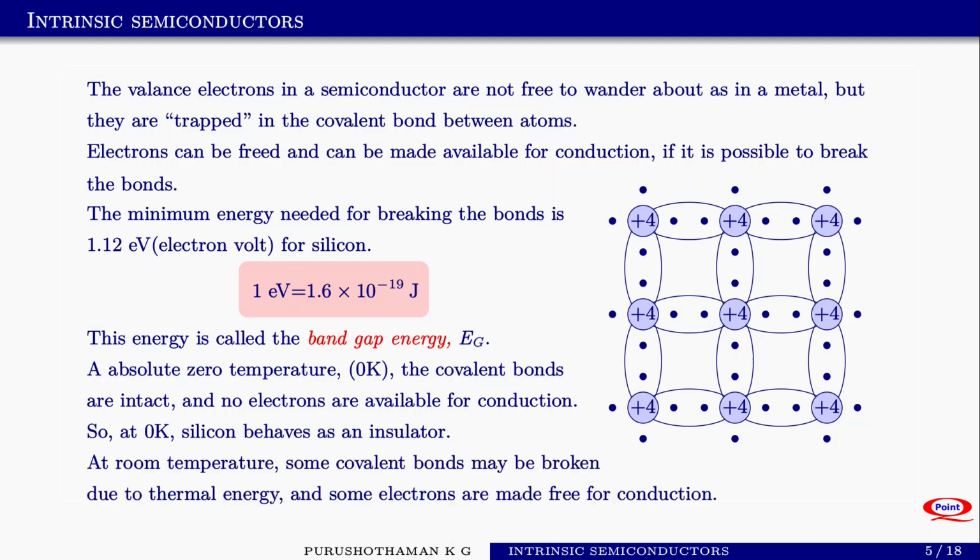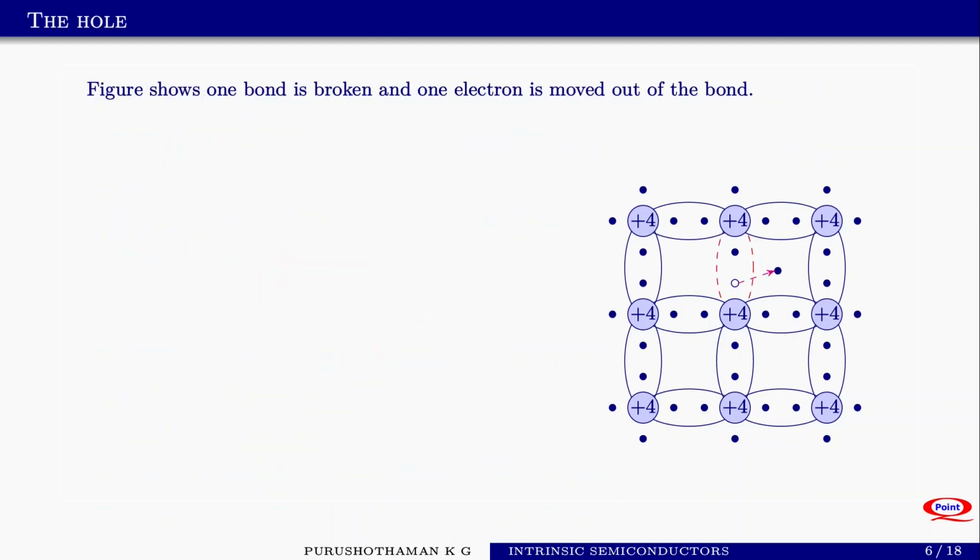But as the temperature increases, say at room temperature, some covalent bonds are broken because of thermal energy and some electrons are made free for conduction. The figure shows one bond is broken and one electron from this position is freed, and this electron is now freely available for conduction in the crystal structure. The energy to detach this electron from the nucleus is very small, of the order of 0.05 electron volts. So this electron is free to move.